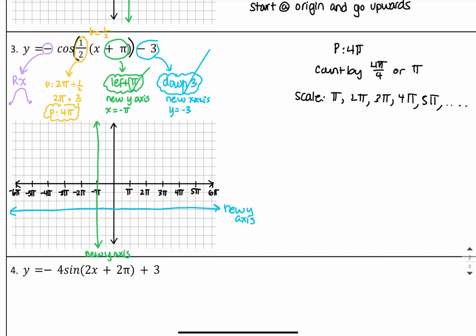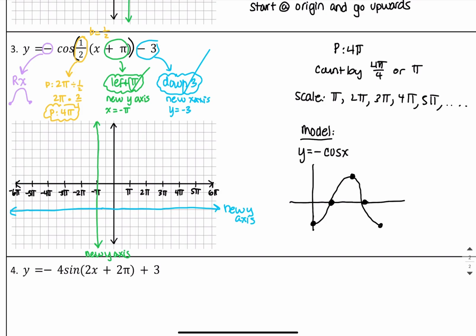I took care of the shifts, and I also took care of the period, and now I just have to take care of the shape. So I'm going to look at the model. I drew a little model here, but I'm going to draw it a little bit better. The model is for y equals negative cosine of x. What that means is my start is going to be at the minimum. I'm going to go to the middle, then to the maximum, then to the middle, and then back to the minimum. So it's going to look like this.